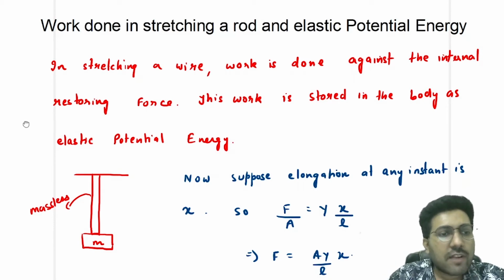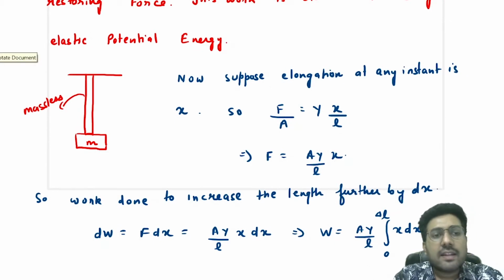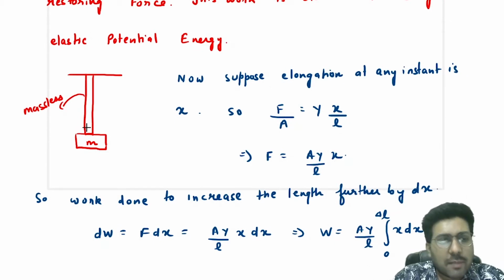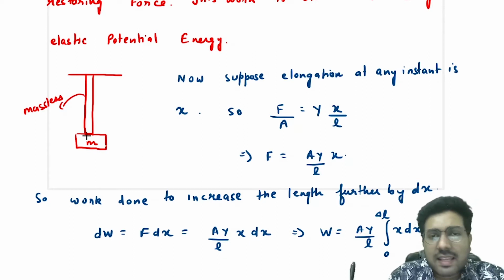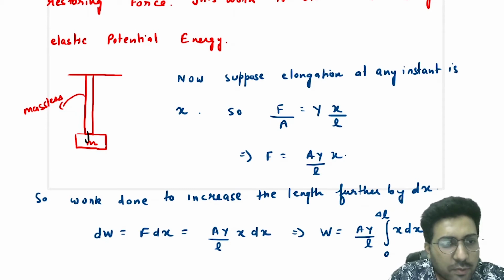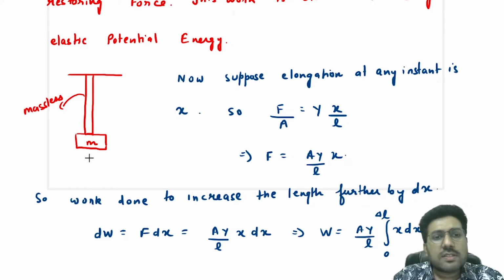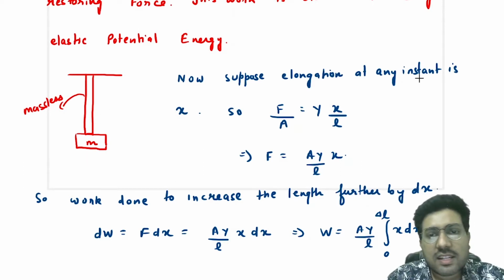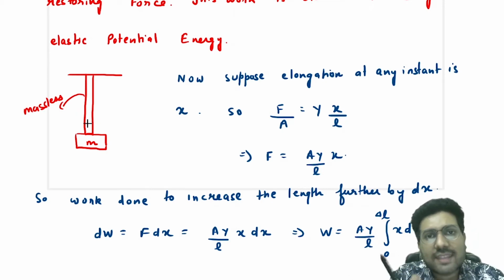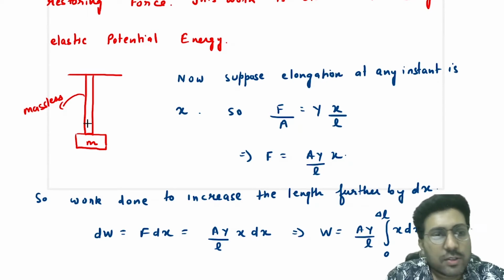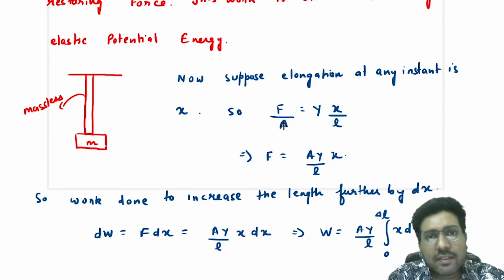Now suppose you have a massless rod and a mass m is attached here, or you can apply a force F here, whatever. So mass m will apply a force of gravity here. Instead, you can also give one force F to this massless rod. Now suppose at any instant the elongation is x. So this rod has elongated by a distance x due to the external force. The force can be anything. It can be due to gravity, it can be due to muscular force, or it can be any other force. So F by A, we are applying Hooke's law here.